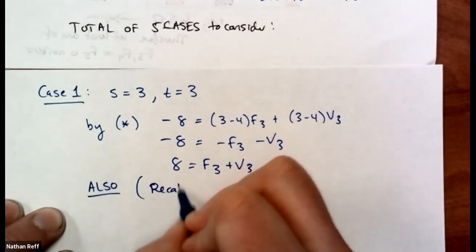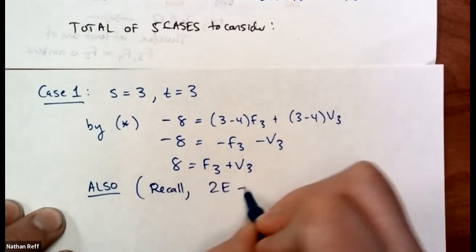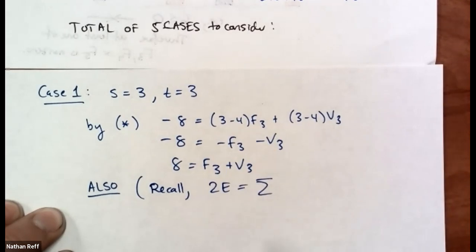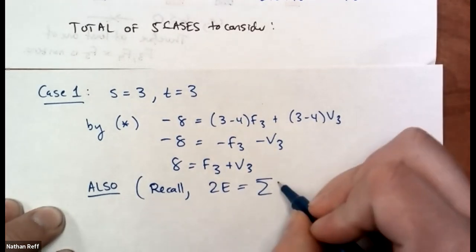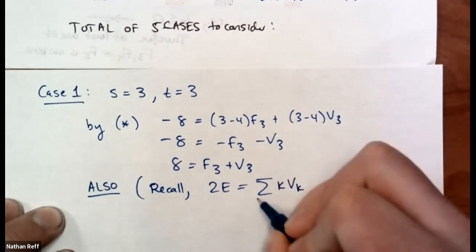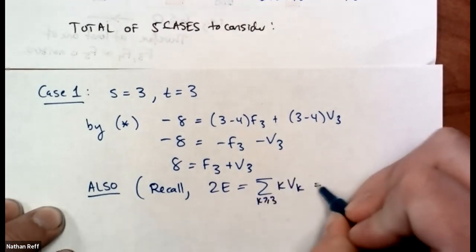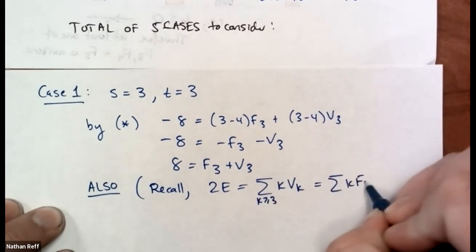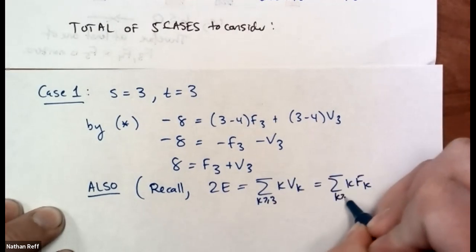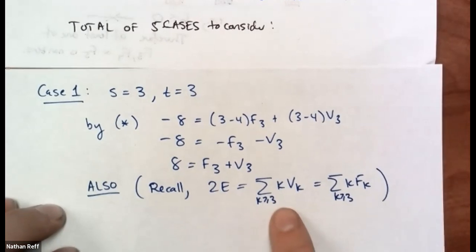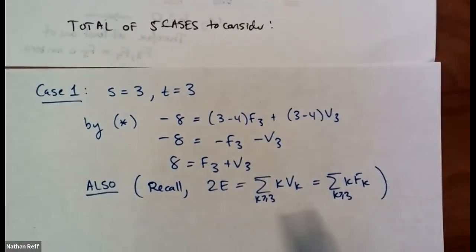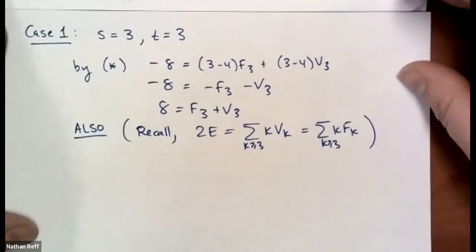Let me just remind you that 2E will be the sum of K V sub K and the sum of K F sub K. You guys remember this? So we can use these as well. So what would that tell us?